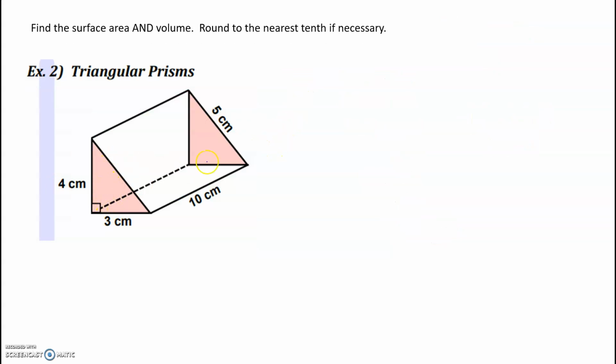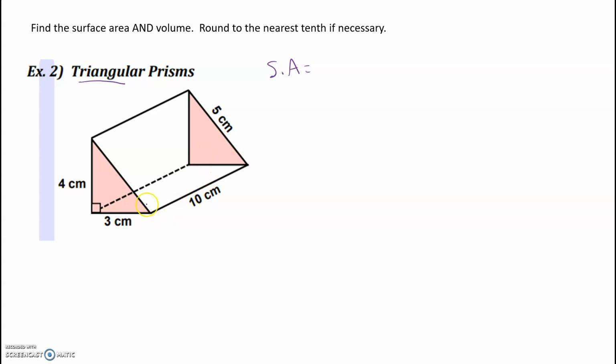Here, notice those triangles are pink for us, so they stand out. Those triangles are your bases. So this is called a triangular prism because your base is shaped like a triangle. The reason I know those are the bases is because they're parallel, so they're never going to touch, and they're the same. So parallel and the same, that's what makes those my bases. Let's start with surface area.